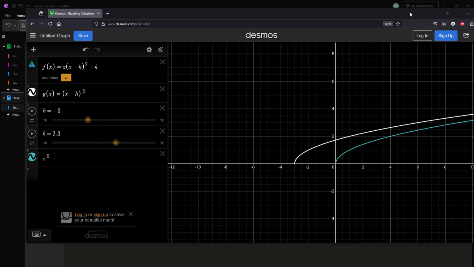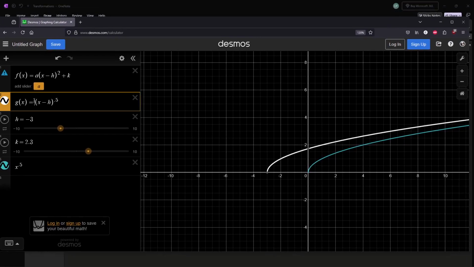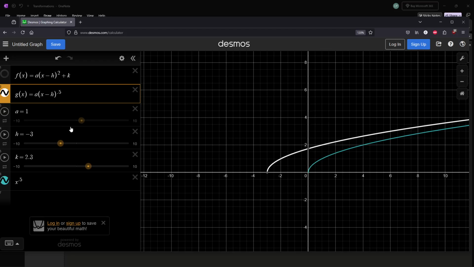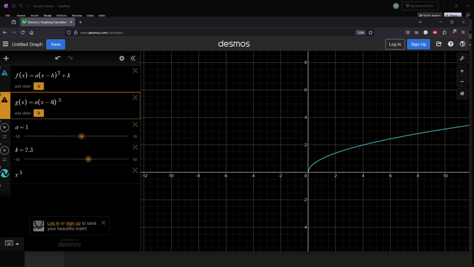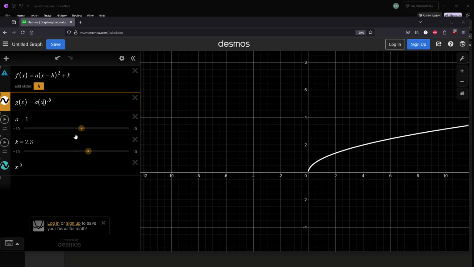Let's see this now on Desmos, where I have this. So I have my graph right here. I could stretch it. I'm yanking it up. Don't worry about that for now. And I'm compressing it. I'm flattening it down. Stretch, compress.